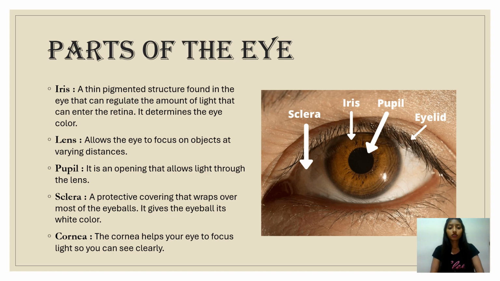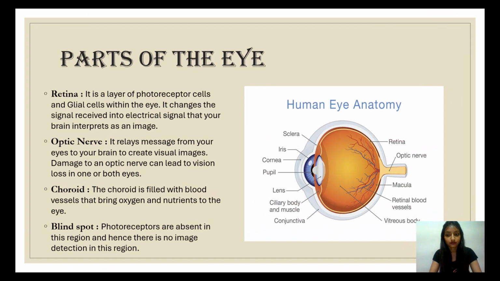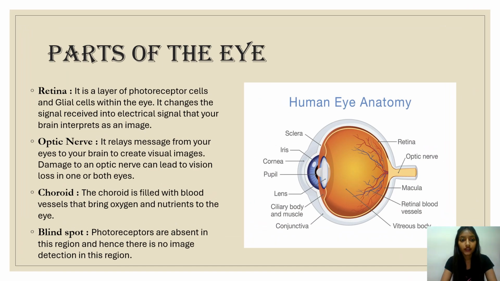Cornea: the cornea helps your eye to focus light so you can see clearly. Retina: a layer of photoreceptor cells and glial cells within the eye. It changes the signal received into electrical signals that your brain interprets as an image. Optic nerve: it relays messages from your eyes to your brain to create visual images. Damage to an optic nerve can lead to vision loss in one or both eyes.